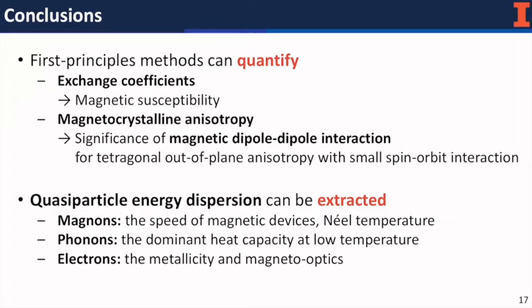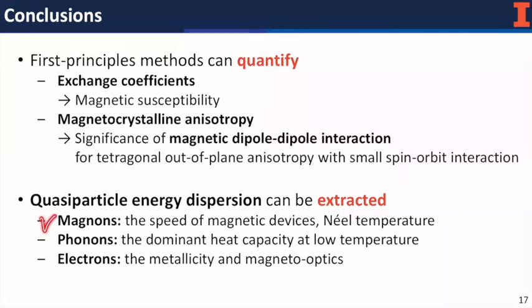So we use the first principle method to quantify the exchange coefficient and the magnetocrystalline anisotropy in metallic antiferromagnets. Especially, we developed a new magnetic susceptibility calculation method and found the significance of the magnetic dipole-dipole interactions for the anisotropy energies. In addition, we extract the quasiparticle energy dispersion of metallic antiferromagnets.